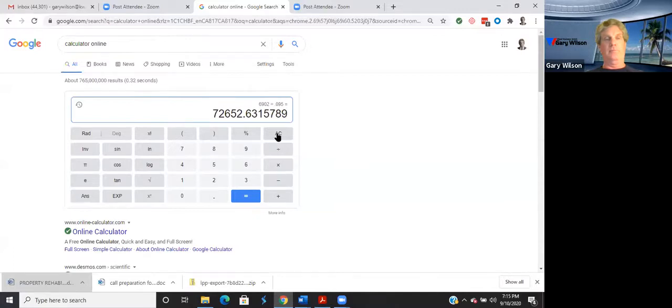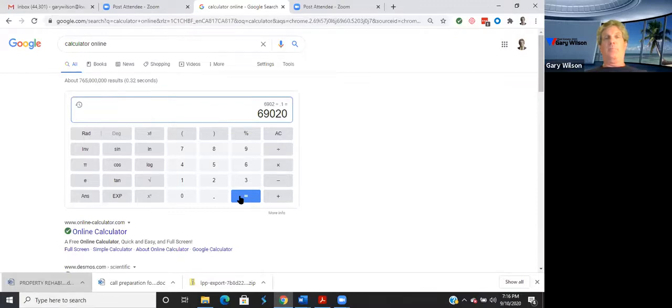Let's do a clear all and start over again. So 6902 divided by 0.1. And if you did that, which is a 10% cap rate, then the price should be $69,000, okay? I put 72,000 because I knew the prevailing rate there just happened to be right about 9.5%.